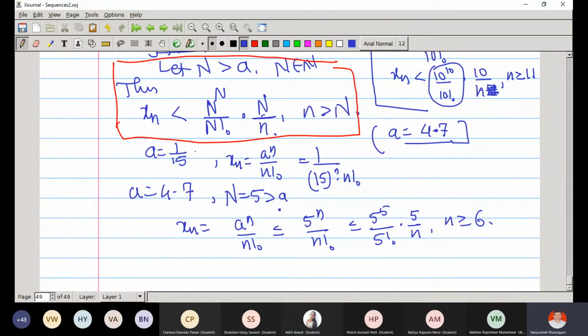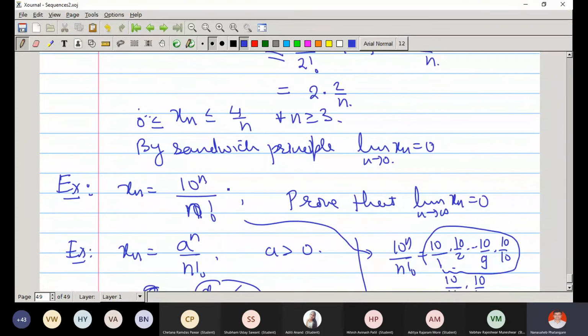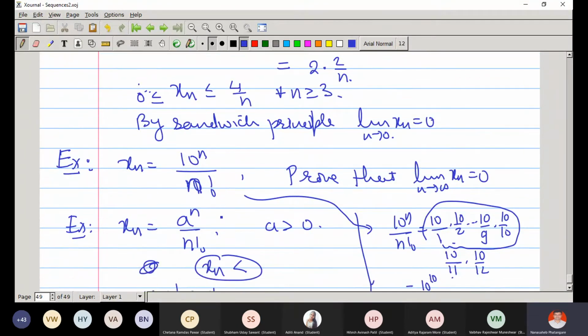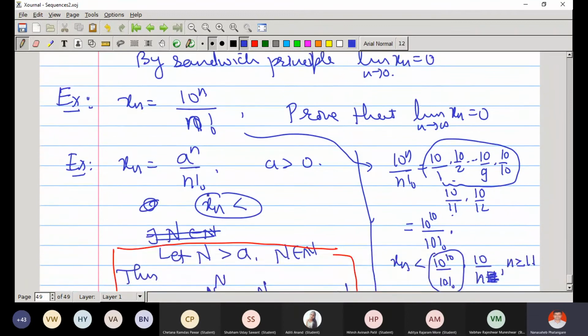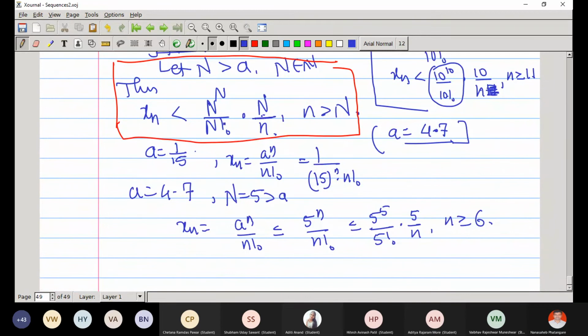Yes, sir, correct. So you think about it, and our problem was 2 raised to n upon n factorial, then 10 raised to n upon n factorial. You work out the same problem for 5 raised to n upon 5 factorial, and for general a raised to n upon n factorial. This problem we reduced to integer n, and then the same strategy.